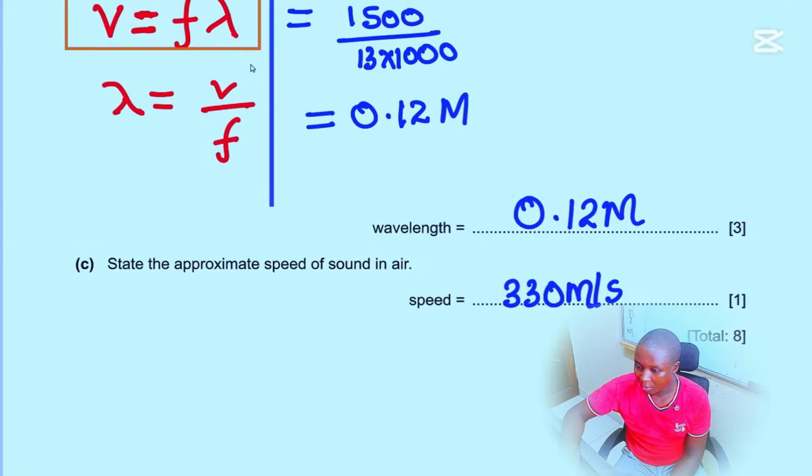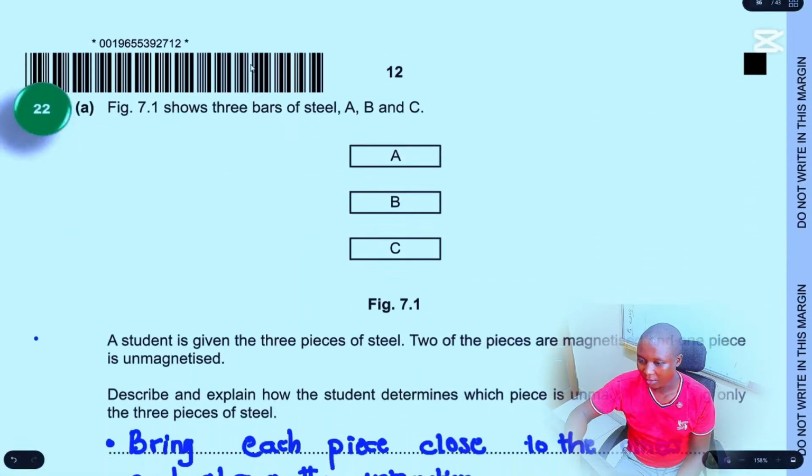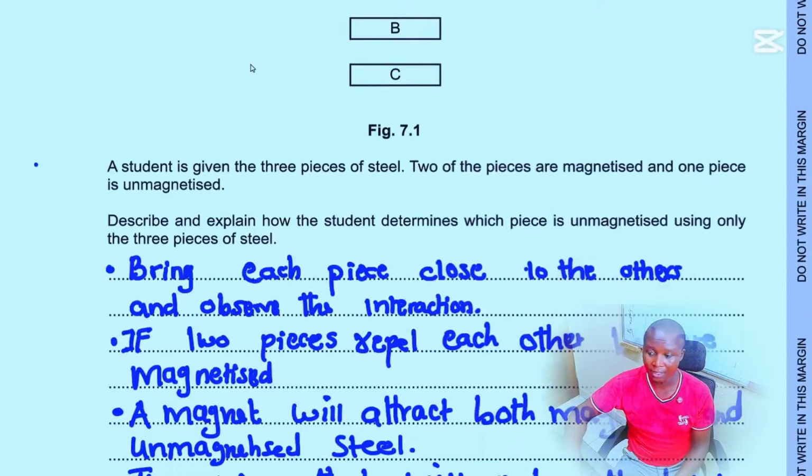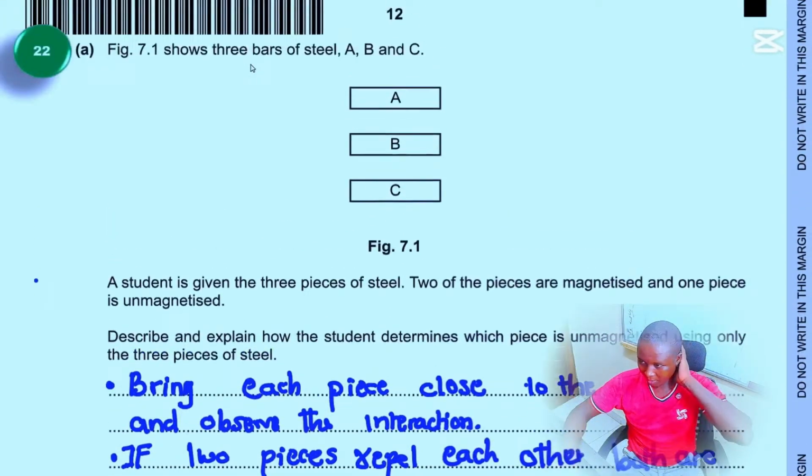Furthermore, we are also going to look at the approximate speed of sound. Sound is approximately 330 meters per second in air, but in water it is approximately 1500 meters per second. And the speed of light, we have already mentioned, is 3.0 times 10 raised to power 8. So you need to remember that.